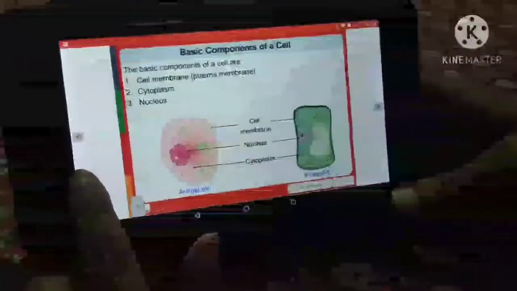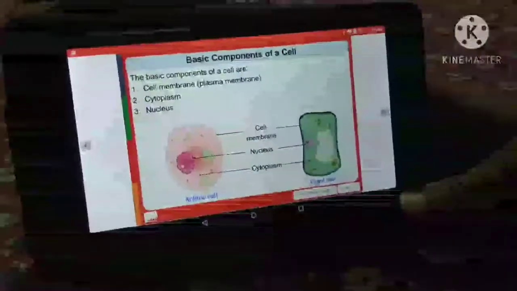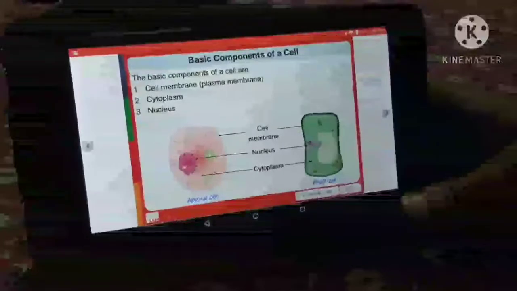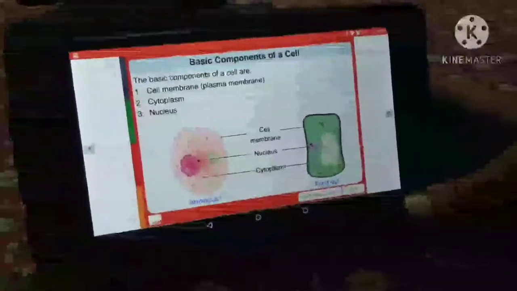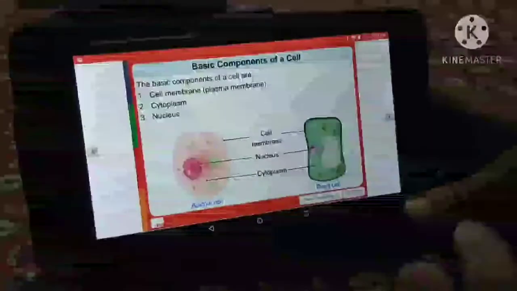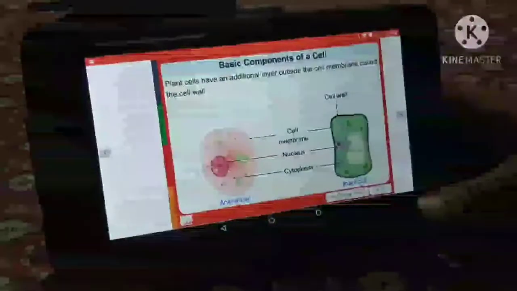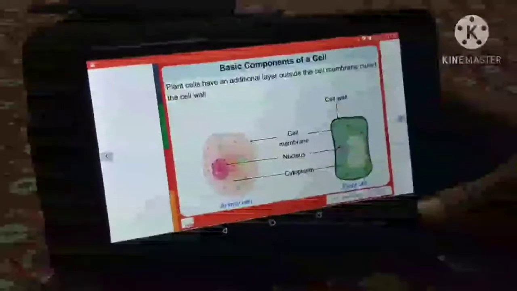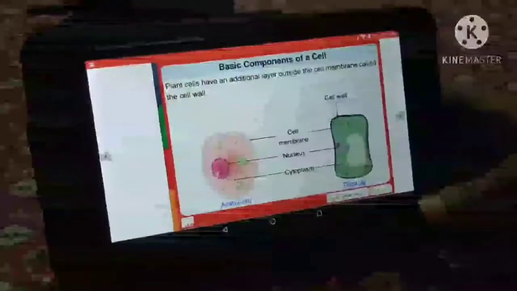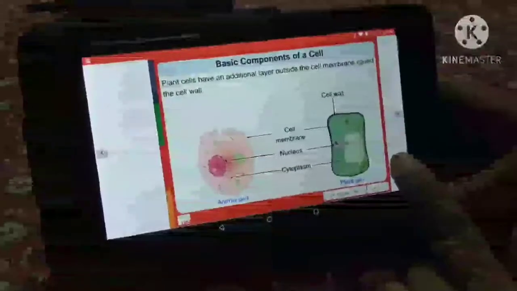Third important part of a plant cell and animal cell is its nucleus. Here you can see the nucleus in both kinds of cells, that is animal cells and plant cells. Plant cells have an additional layer outside the cell membrane called the cell wall. Here in this diagram you can see the cell wall.